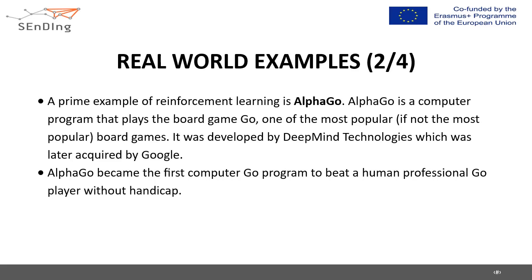A prime example of reinforcement learning is AlphaGo. AlphaGo is a computer program that plays the board game Go, one of the most popular board games. It was developed by DeepMind Technologies, which was later acquired by Google. AlphaGo became the first computer Go program to beat a human professional Go player without handicap.